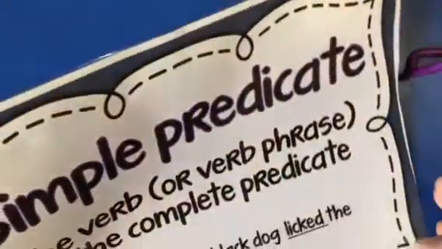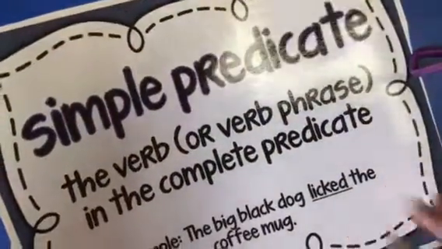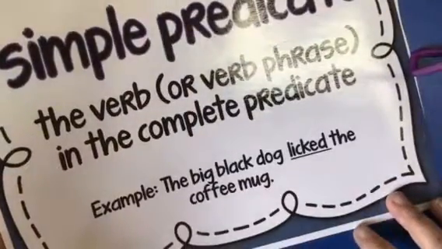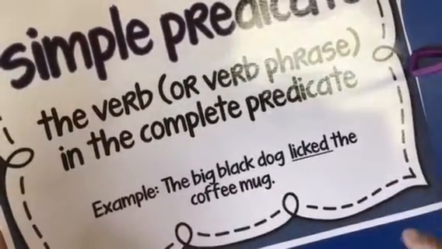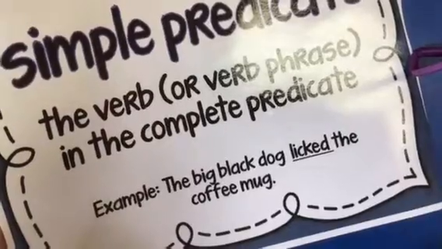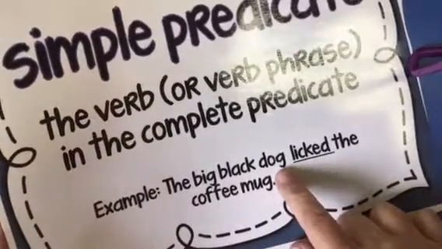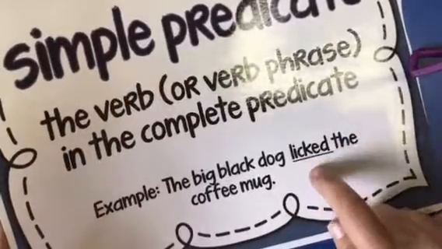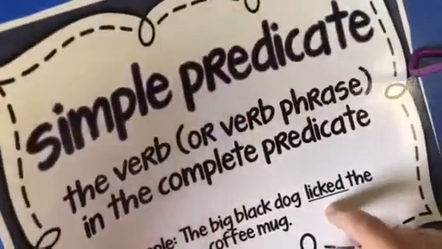And we have simple predicate, which is the verb or verb phrase in the complete predicate. So the big black dog licked the mug. So who? We're talking about the dog. What did the dog do? The dog licked. Licked would be our simple predicate. These are examples and they will be on the board by the timer, where they will always be held, so you can always look back as a reference.